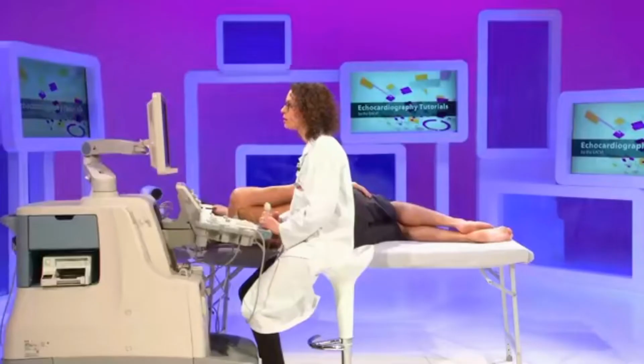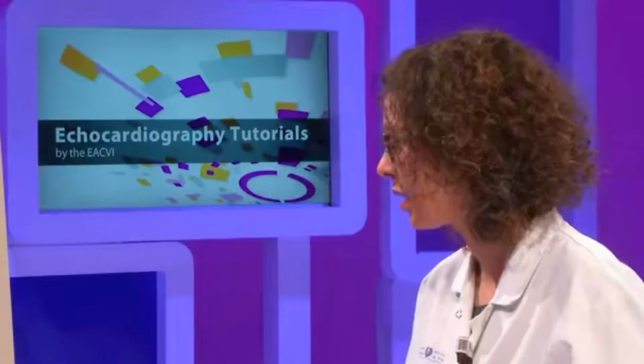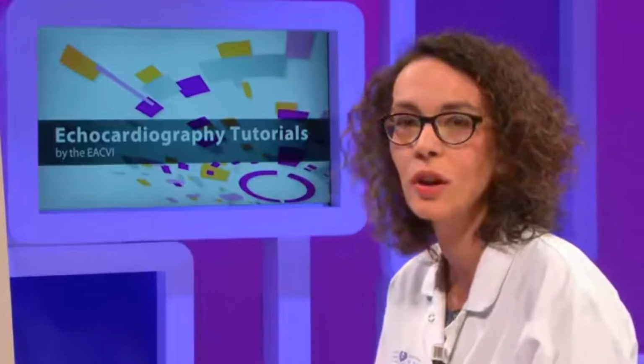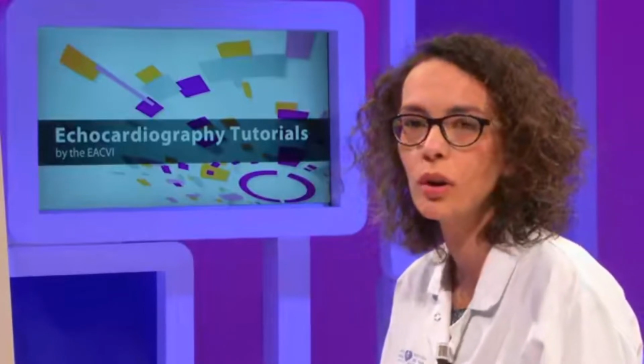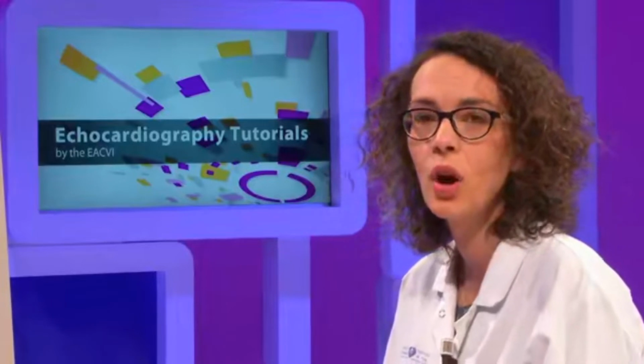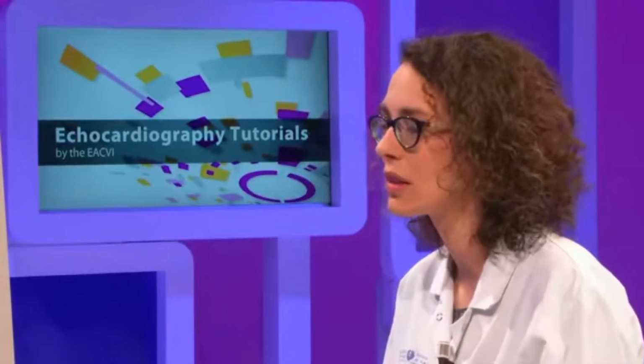So I will present you the standard transthoracic examination. We will start with the 2D acquisitions and then we will move to the M-mode views. So we will start by checking and recording the height and the weight of the patient in order to be able to do an indexation of the parameters that need indexation.